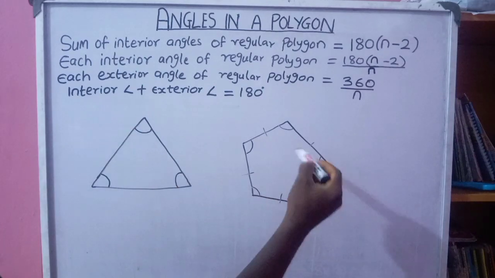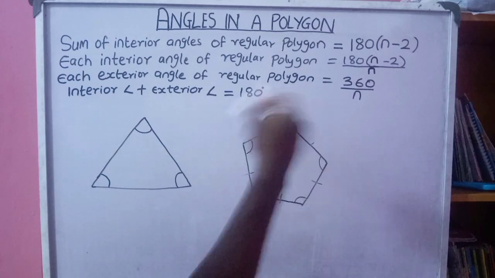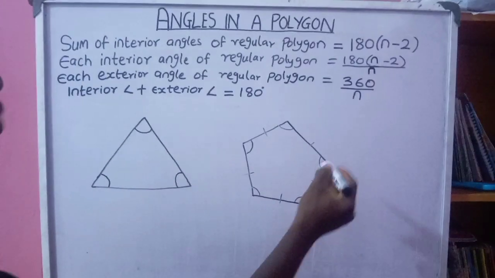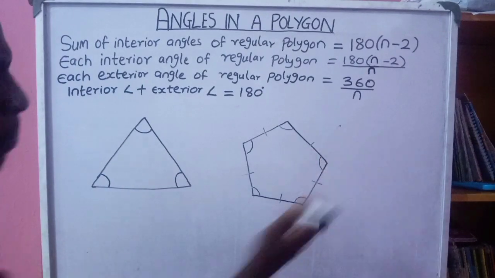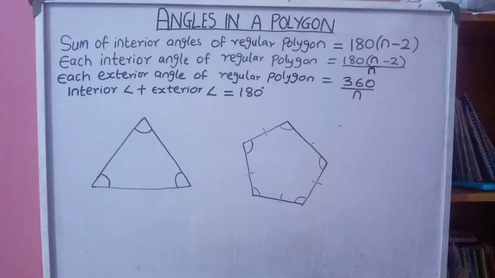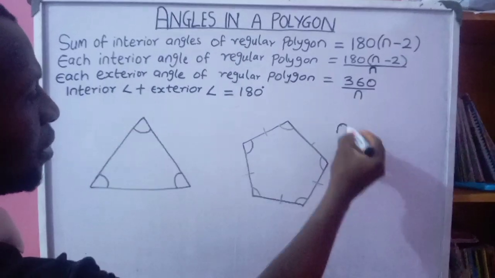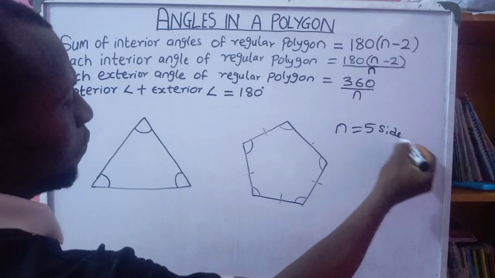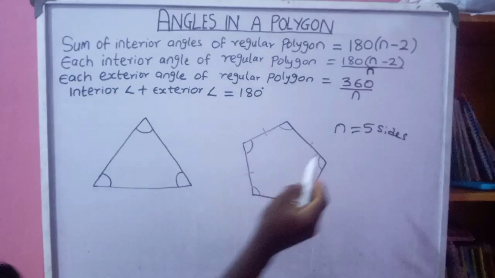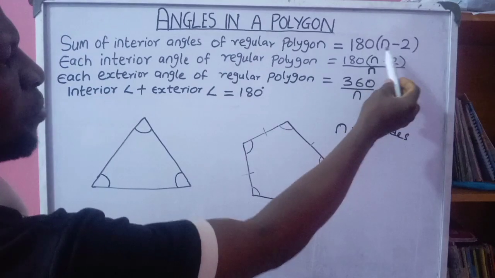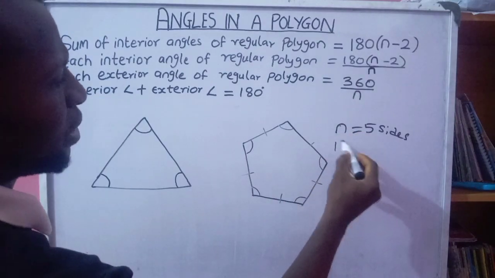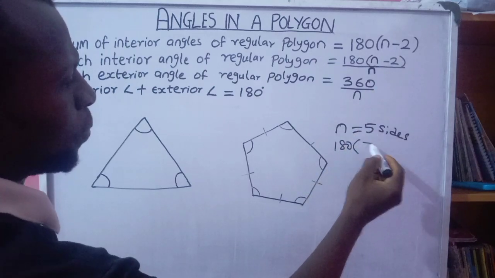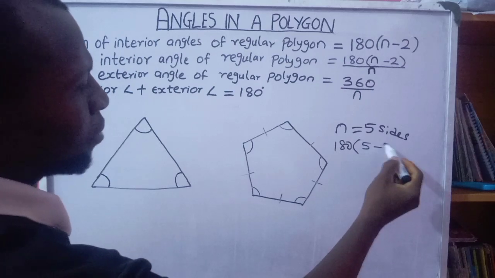And to get the sum of the interior angles of this pentagon, as we have it in the formula here, what do we need to do? We have to first of all recognize the number of sides. How many sides does a pentagon have? A pentagon has 5 sides. Since it has 5 sides, we substitute the value inside this formula, which is 180 brackets. In place of n, what do I put? 5, which represents the number of sides, minus 2.